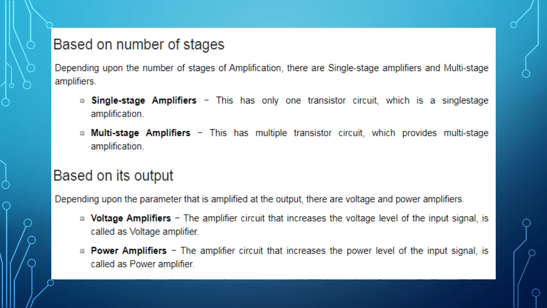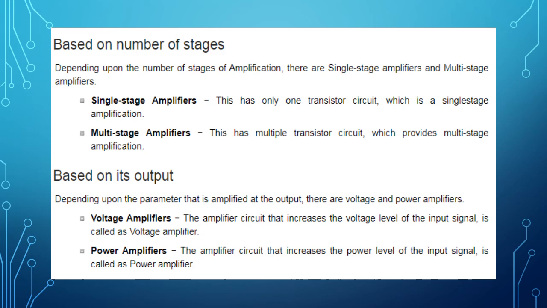Now we will understand the classification of amplifiers, first based on the number of stages. Depending upon the number of stages of amplification, there are single stage amplifiers and multi-stage amplifiers. In single stage amplifiers, only one transistor circuit is used to amplify the signals. And in multi-stage amplifiers, cascading of single stage amplifiers is used to amplify the signal. By using cascading of these amplifiers, we can increase the signal strength more compared with the single stage amplifier.